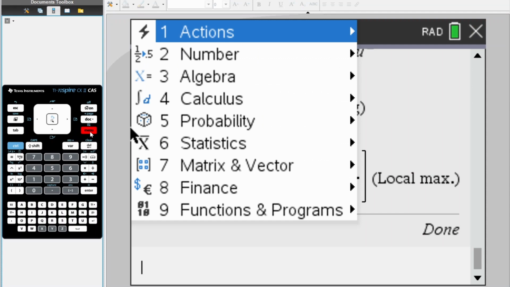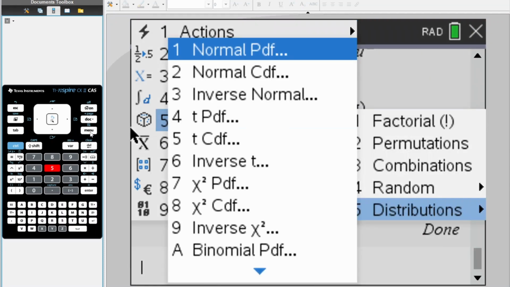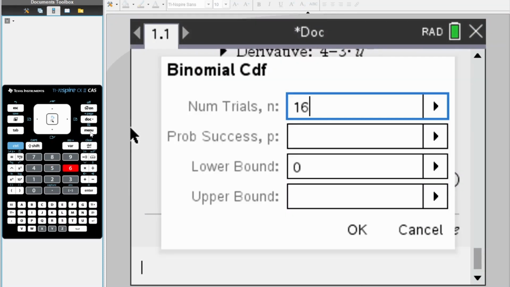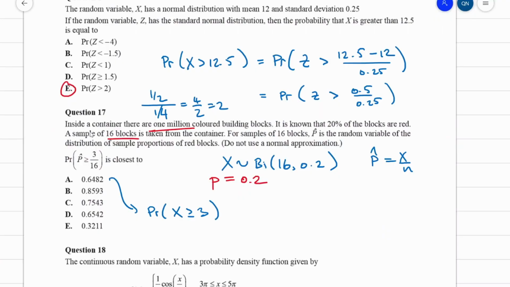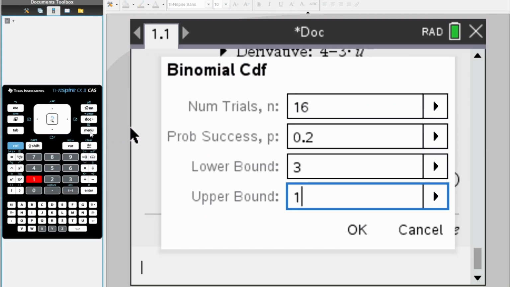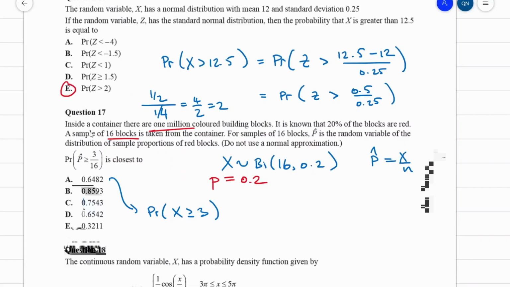Not too tricky to do. It's menu, 5, 5, B, and then we'll do 16, 0.2, and we're going from 3 up to 16. And that gives us 0.64. So it's going to be option A.